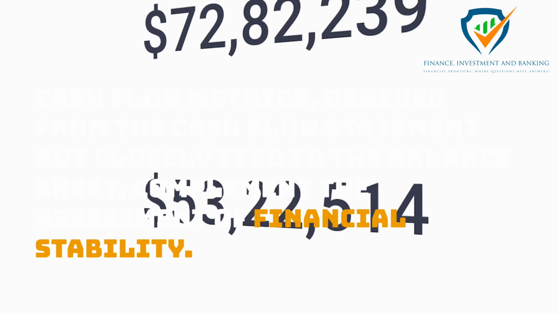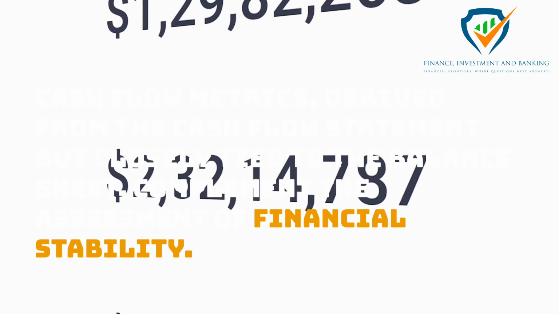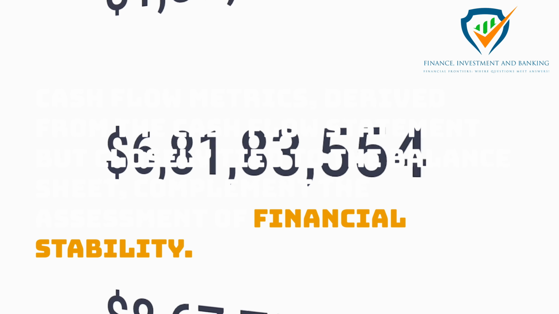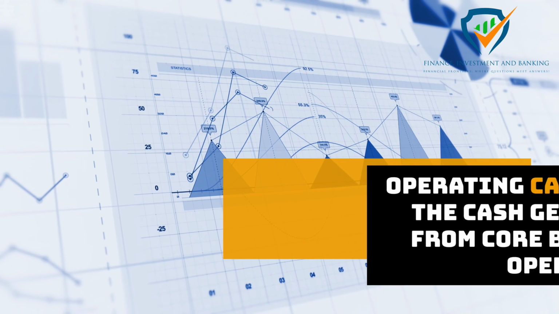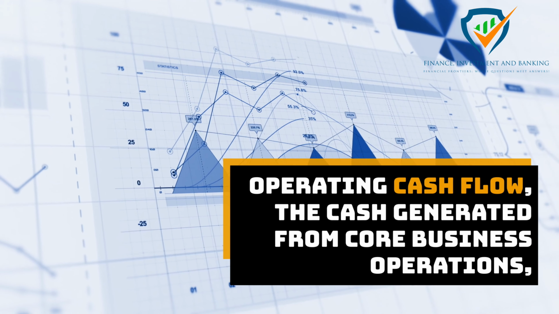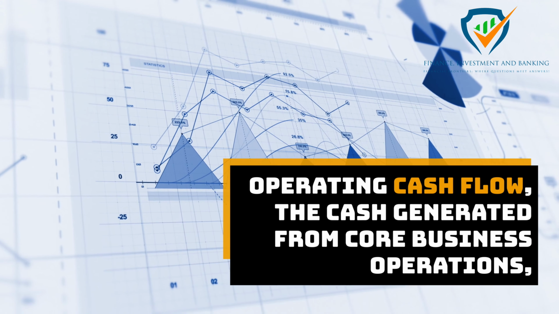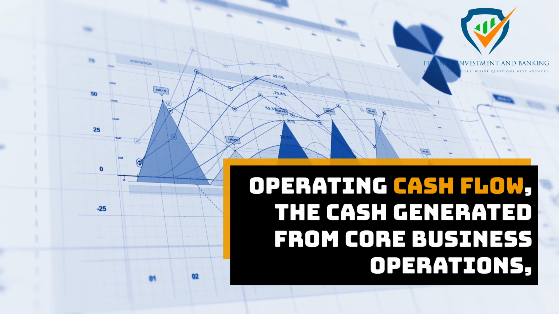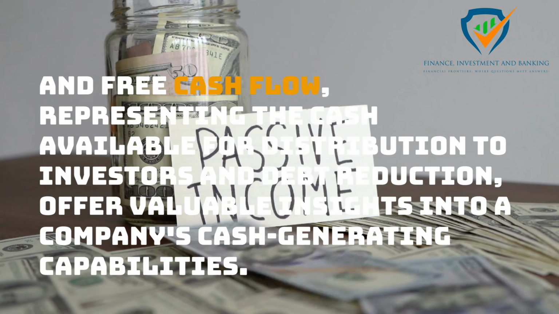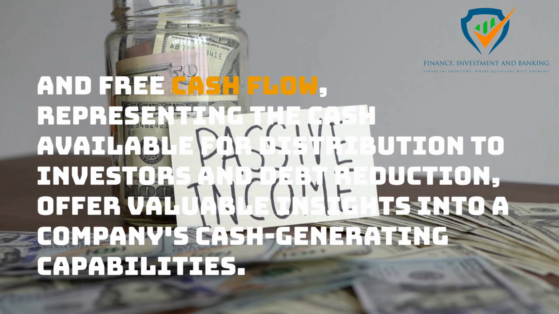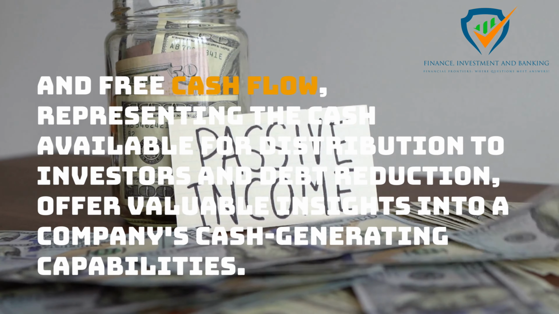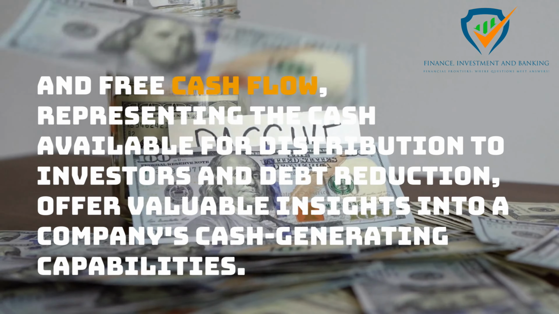Cash flow metrics, derived from the cash flow statement but closely tied to the balance sheet, complement the assessment of financial stability. Operating cash flow, the cash generated from core business operations, and free cash flow, representing the cash available for distribution to investors and debt reduction, offer valuable insights into a company's cash-generating capabilities.